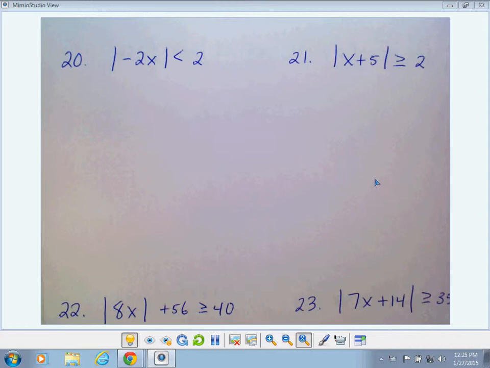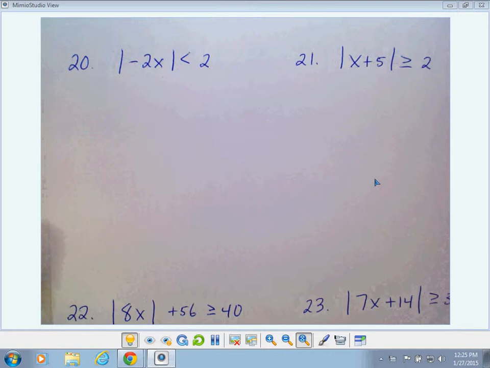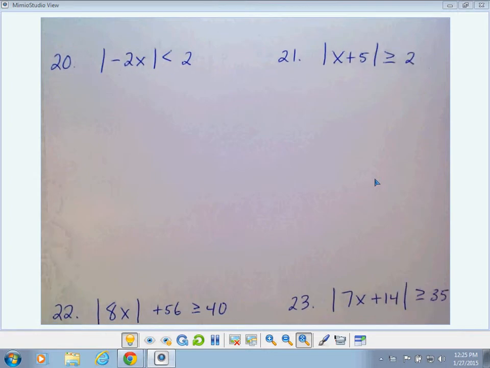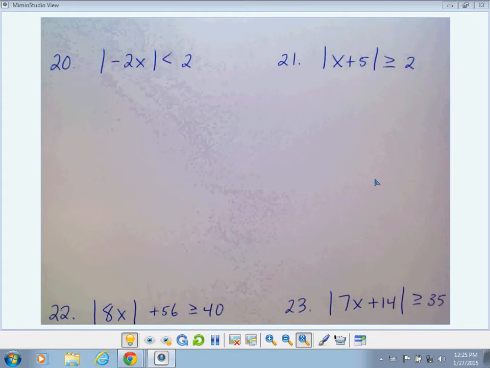For the absolute value inequality quiz, we'll start with number 20. These are the same problems that are on the paper that we gave you. I just wrote them out so that we could write out all the steps and make it nice and clear for you.